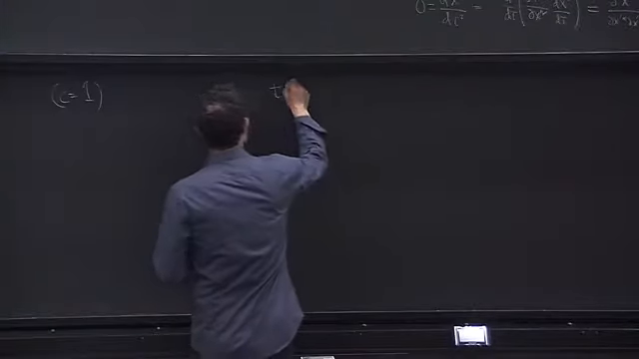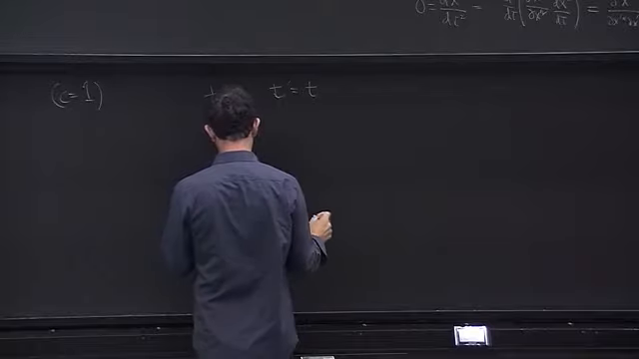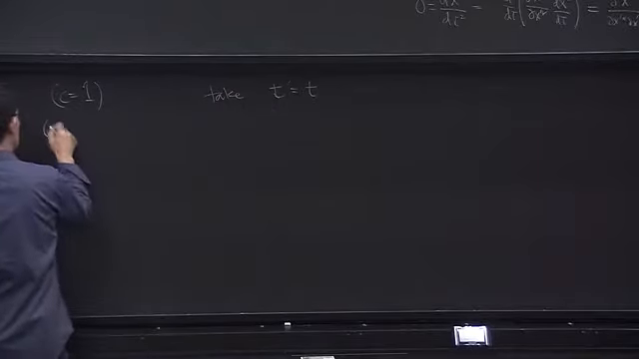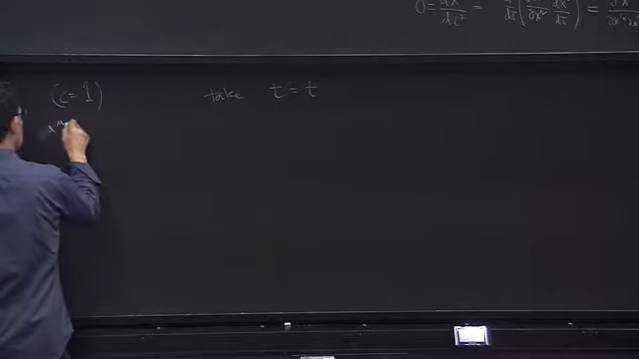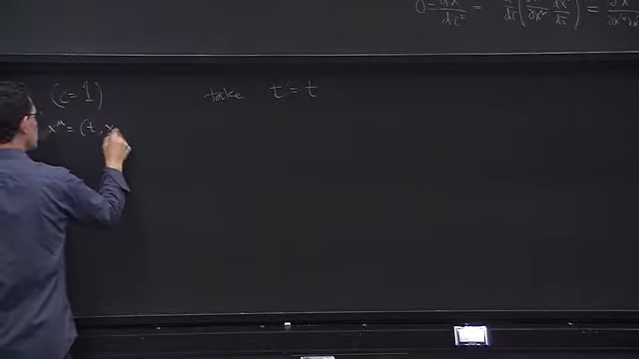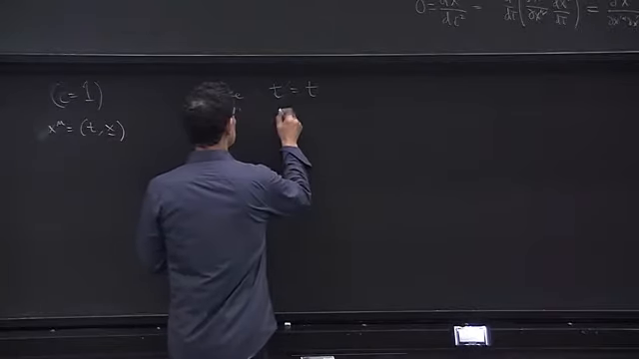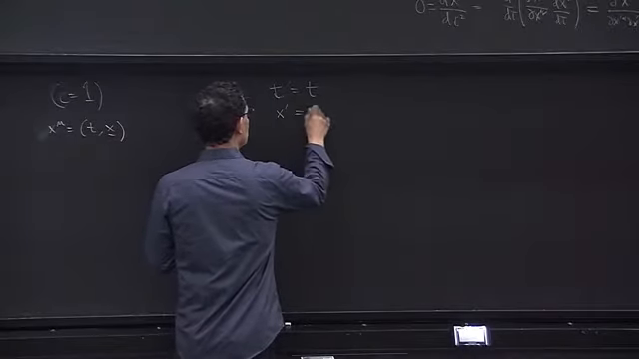So let's take t prime to equal t. And so I'm going to write x^μ as (t, x). So a coordinate transformation, let's consider the following one.